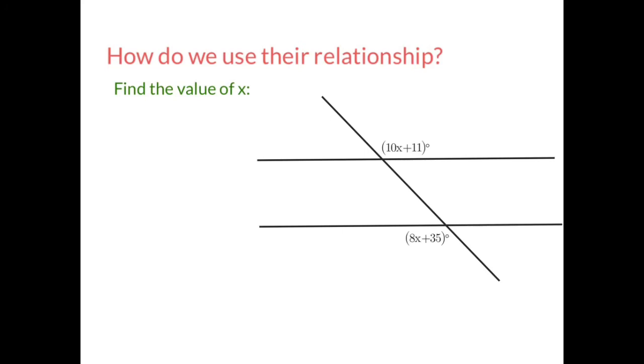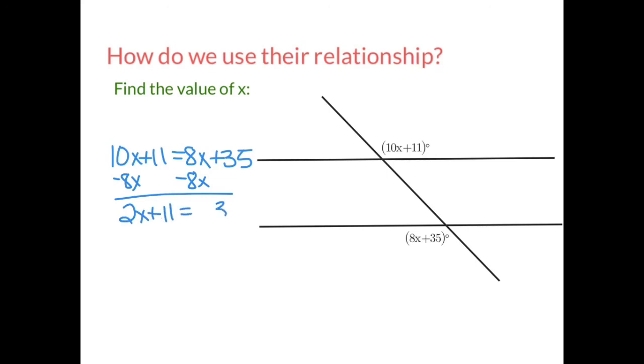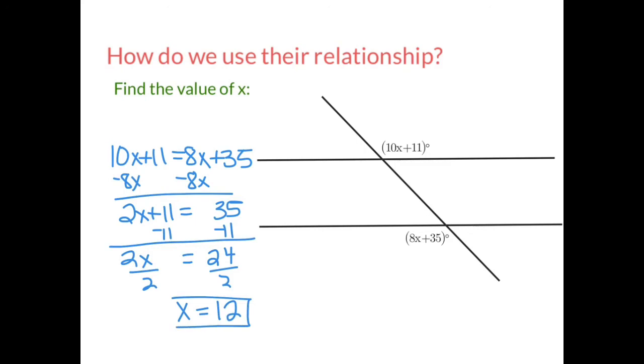They're alternate exterior, which means that they are congruent, which means I can set their angle measures equal to each other and solve for x. So after solving, x equals 12 in this problem, again using alternate exterior angles.